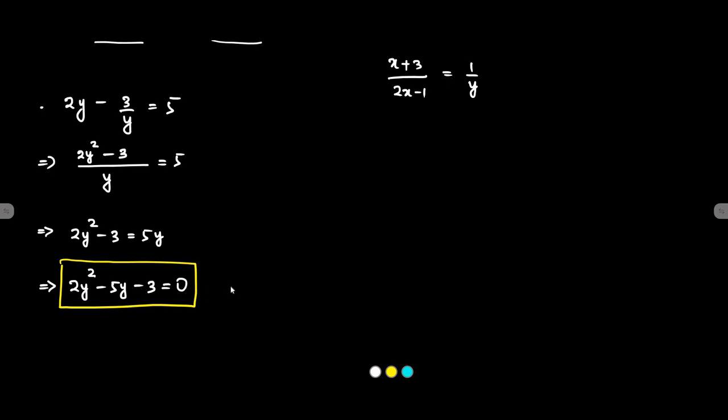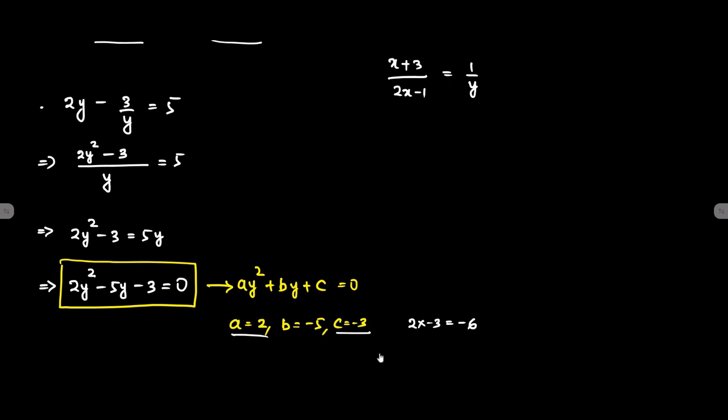If we compare it with the standard format, a y square plus b y plus c equals 0, here instead of x we have y. Then a is equal to 2, b is equal to minus 5, c is equal to minus 3. The two extreme terms, 2 and minus 3, their product 2 into minus 3 is equal to minus 6. Now we have to split the middle term in such a way that the product of the two split term coefficients will also be equal to minus 6. So how can we do that?